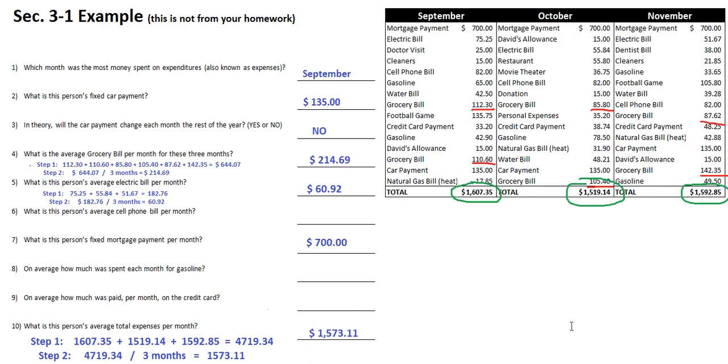This problem that I've just done with you is not part of your homework. This is just an example to help you understand how to do your homework.